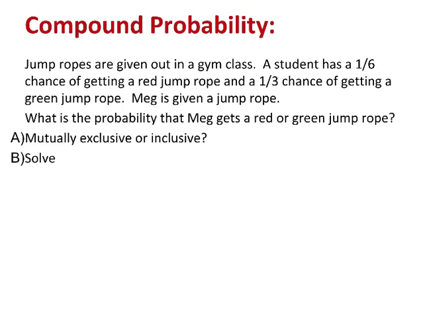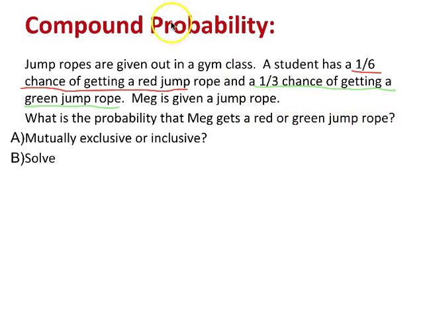Jump ropes are given out in a gym class. A student has a 1/6 chance of getting a red jump rope, and a 1/3 chance of getting a green jump rope when the jump ropes are handed out. Meg is in this gym class and she is given a jump rope. What is the probability that Meg gets a red or green jump rope?